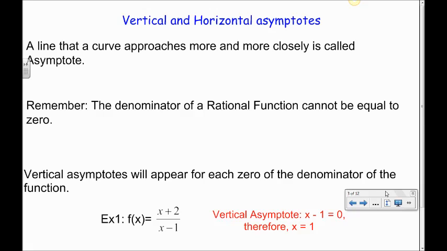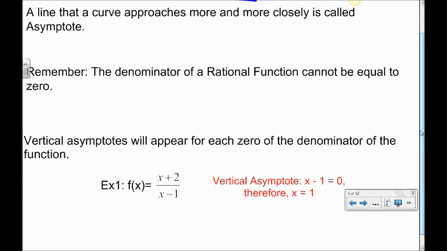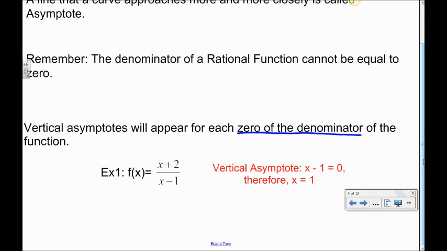It's good to keep in mind that the denominator of a rational function, so a function that's in terms of a fraction, cannot be equal to 0. We can't ever divide by 0. If we're looking at finding asymptotes, there's two kinds: vertical and horizontal. To find a vertical asymptote, we make our denominator equal to 0.